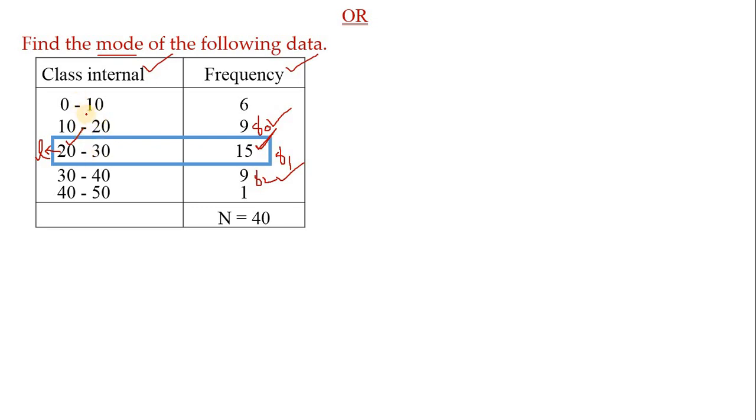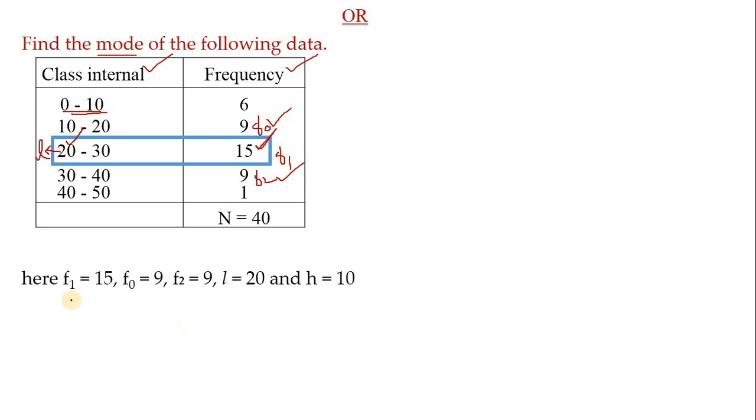And next, what is the height, the size of the class interval here? The size of the class interval is denoted by H, and here it is 10. If you take any class interval, its difference is 10, children. Hence, 10 is the H value. So, these are the values we need to find the mode. Now, let us group all these things, children.